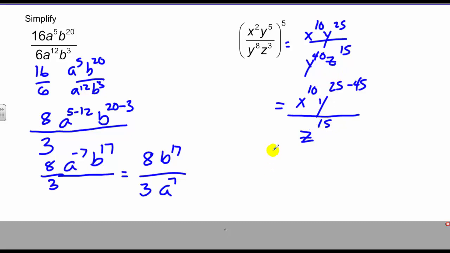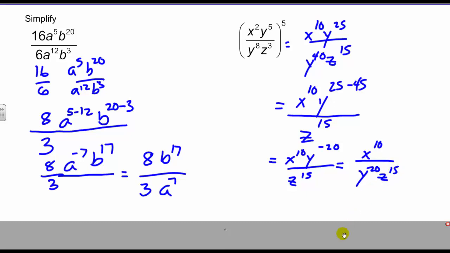I subtract these two. I notice I have x to the 10th, y to the negative 20th, and z to the 15th. Instead of having a negative exponent, I bring it from the numerator to the denominator, making its exponent positive, and z is still in the denominator.